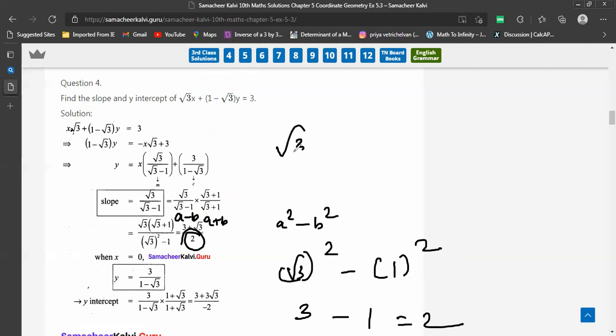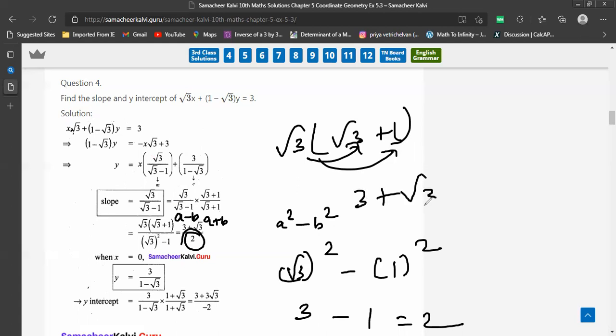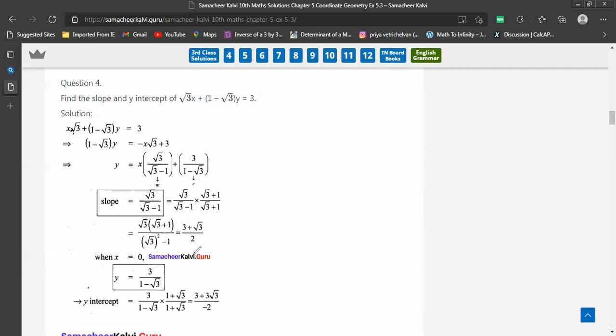And in the numerator, you do have root 3 times root 3 plus 1. Just take the root 3 and multiply inside. Root 3 times root 3 will give you 3. Root 3 into 1 will be root 3. So in the numerator, you will have 3 plus root 3. In the denominator, you will have 2.